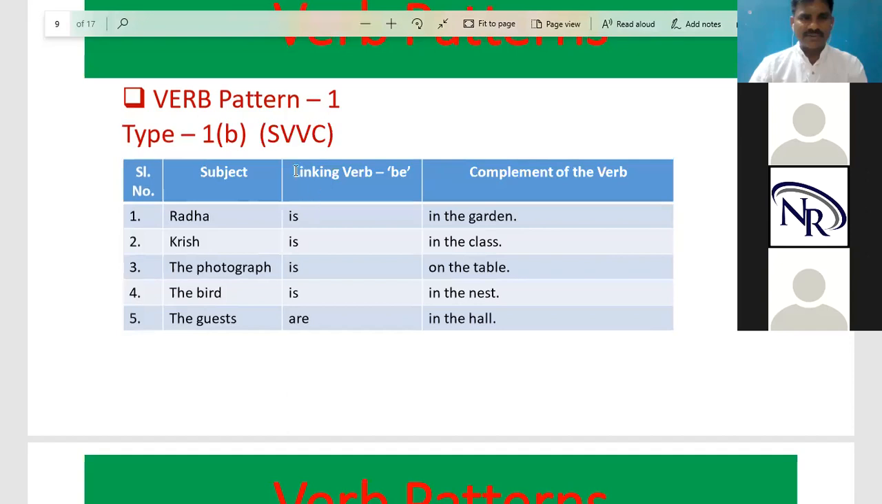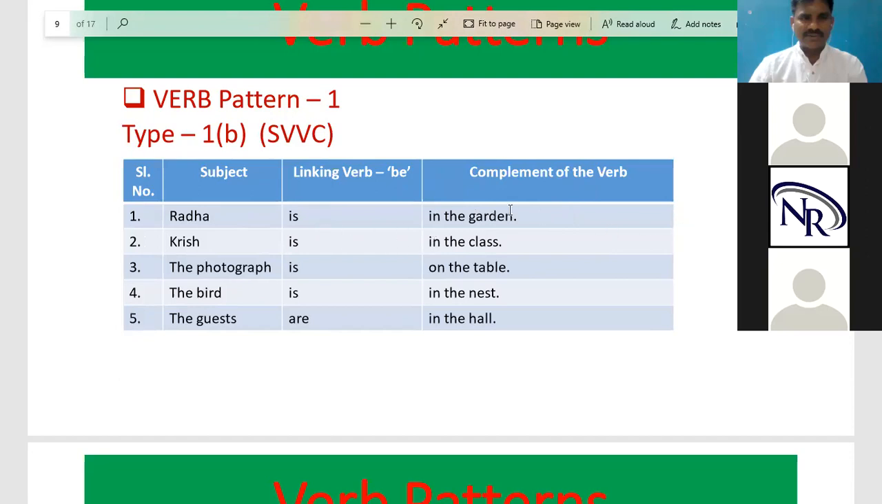Next one. Subject plus linking verb plus complement of verb. In the previous slide, we have seen subject complement. Here it is verb complement. Radha is in the garden.